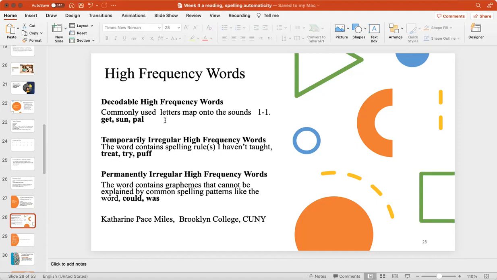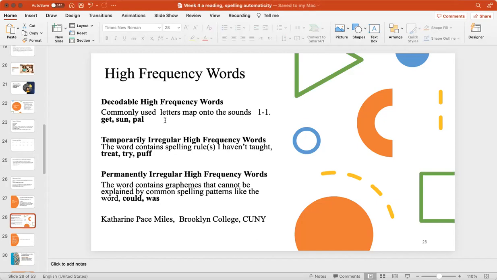And usually, those words were pronounced differently in different periods of the history of our language. So, the word could didn't used to be pronounced could. It had a different vowel sound and even an L sound. And what happened is we changed the pronunciation of it, but we didn't change the spelling.